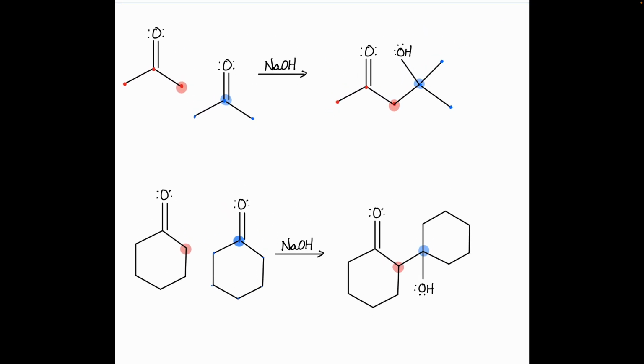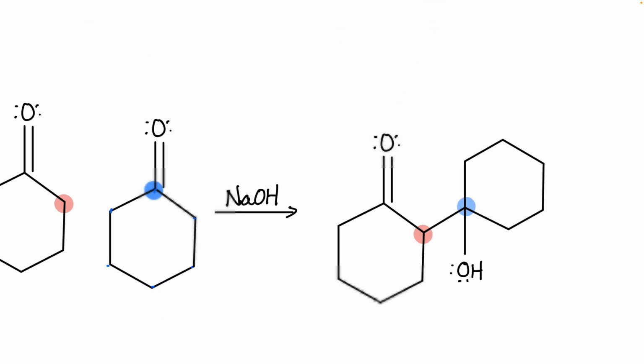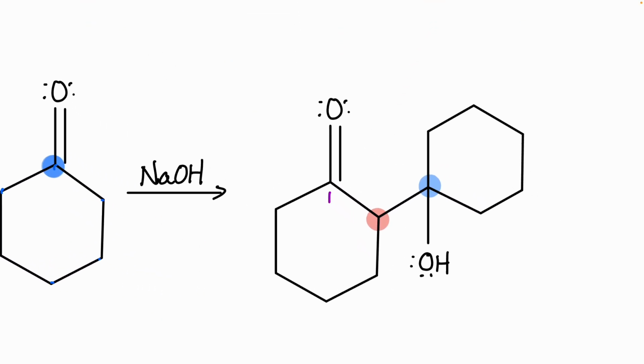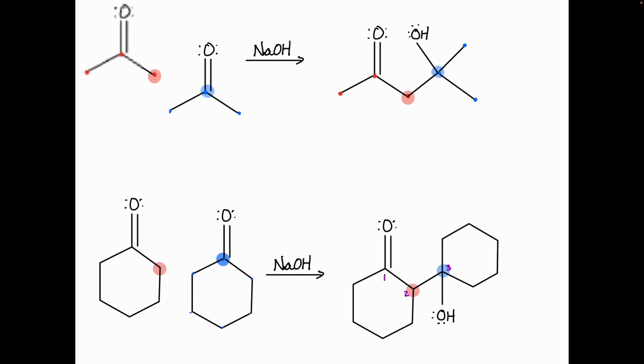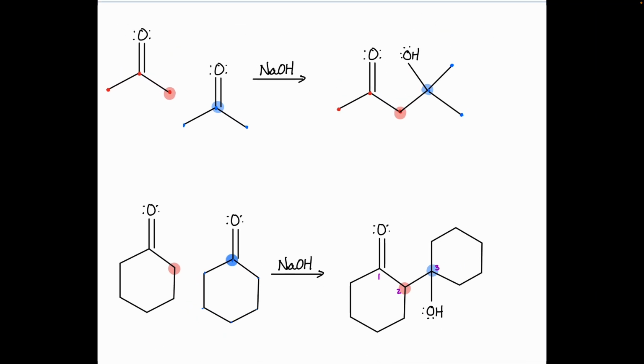All right, count carbons. We should have 1, 2, 3, 4, 5, 6, 7, 8, 9, 10, 11, 12. And we also want to double check the spacing of our functional groups. They should be 1, 2, 3 carbons apart. So these are the double checks that we have for our aldol addition products.